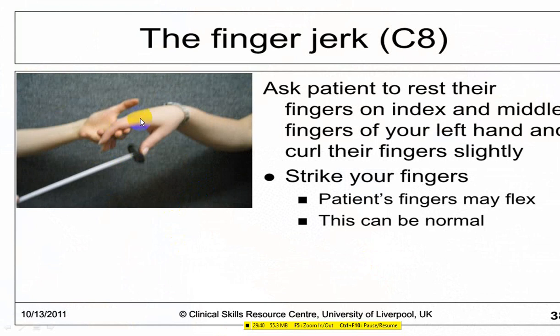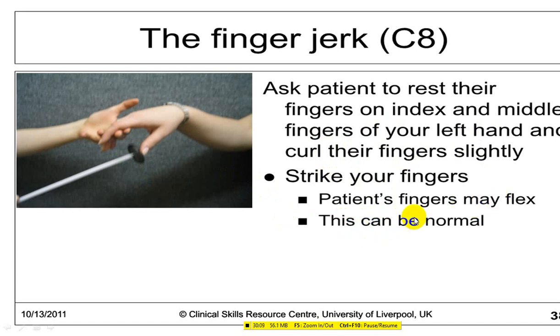You are holding the palmar surface of the person and you tap from the bottom, putting your fingers close to the fingers of the person you are examining. Place the index and middle fingers of your left hand and curve those fingers slightly. Now when you strike your finger, you get flexion of the fingers of the person.